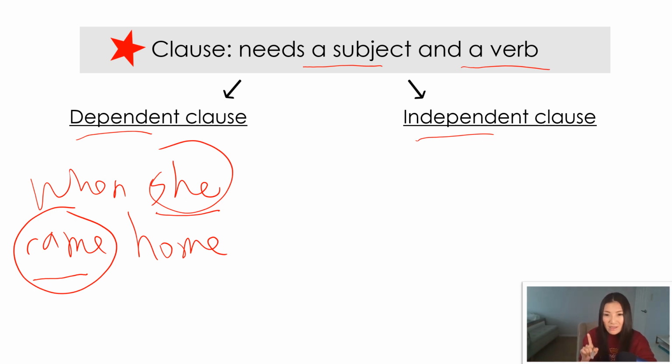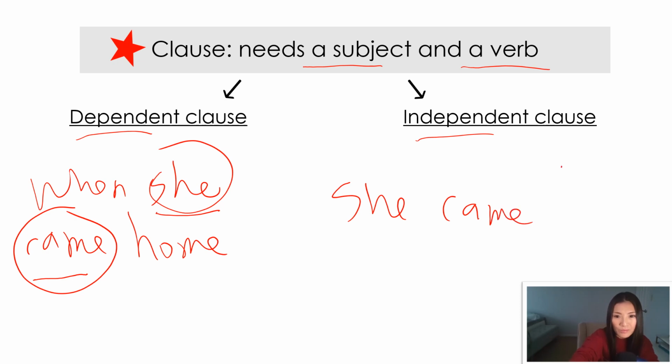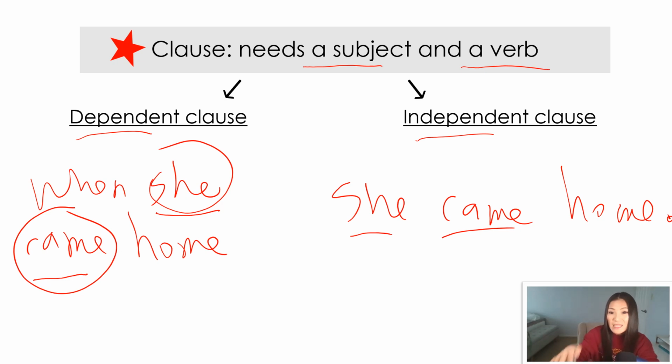On the other hand, independent clause means that by itself, it could stand on its own. So by itself, it's a complete sentence. For example, "she came home." Period. Here's my subject, here's my verb, right? But even though it's very similar to the dependent clause, this is an independent clause. By itself, it's a complete thought. So I hope that makes sense. Understanding what a dependent clause and an independent clause is very important for this lesson.